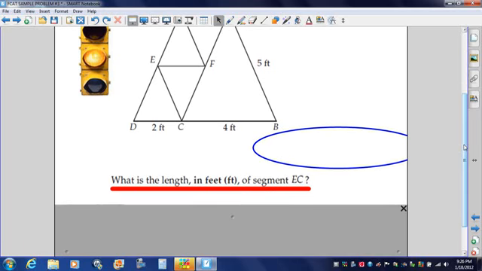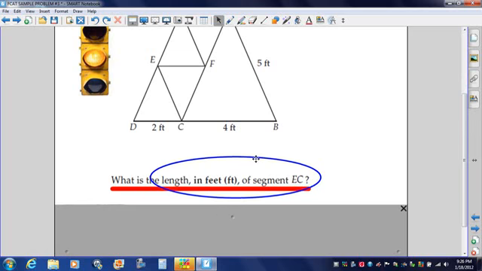On your paper, if you would, also underline the question. What is the length in feet of segment EC? Or you can circle important information. Length in feet, FT, of segment EC.